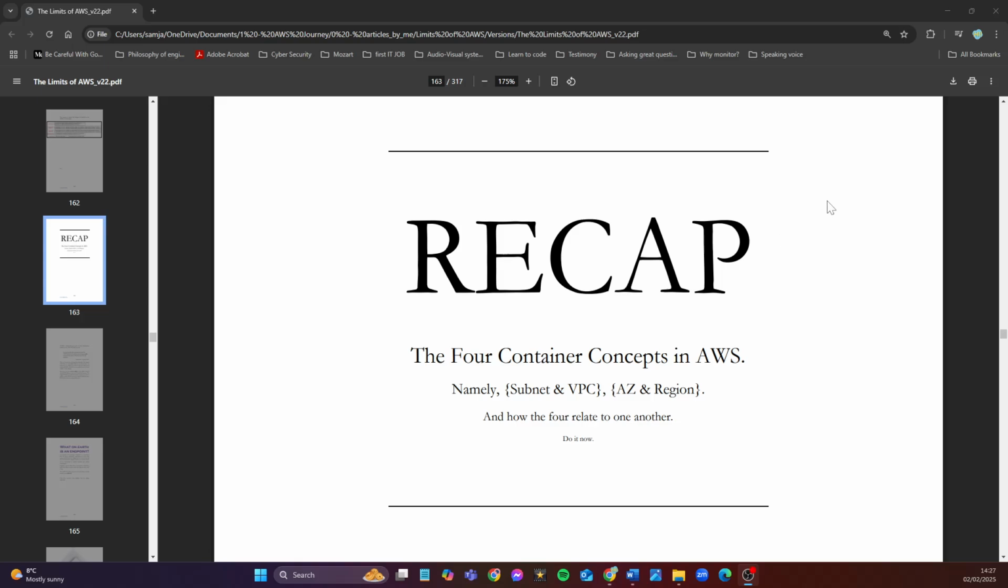The four container concepts in AWS. So we've got subnet, VPC, AZ, and region, and how the four relate to one another.